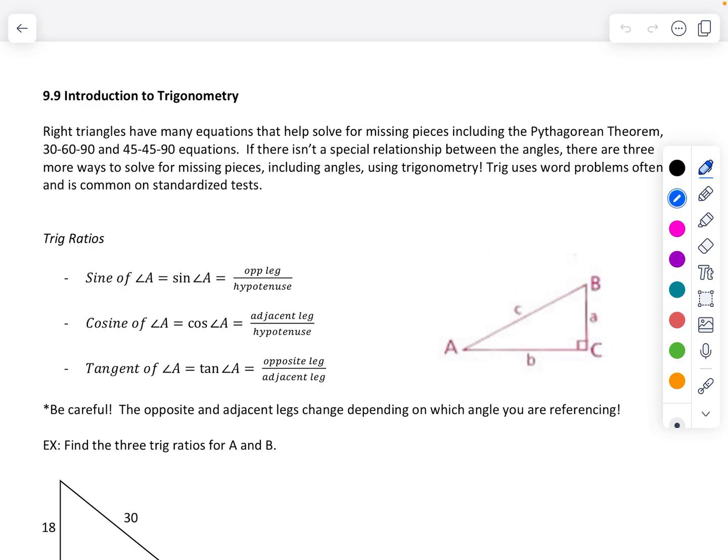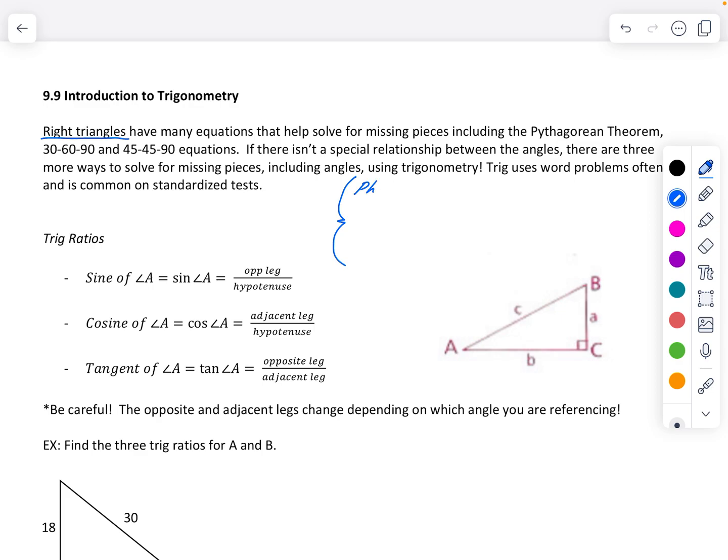Right triangles have many equations that help solve for missing pieces, including the Pythagorean theorem, and our special triangles of 30, 60, 90, and 45, 45, 90. So again, we're talking about right triangles here. If there isn't a special relationship between the angles, there are three more ways to solve for missing pieces, including angles using trigonometry. Trig uses word problems often and is common on standardized tests. Totally true.